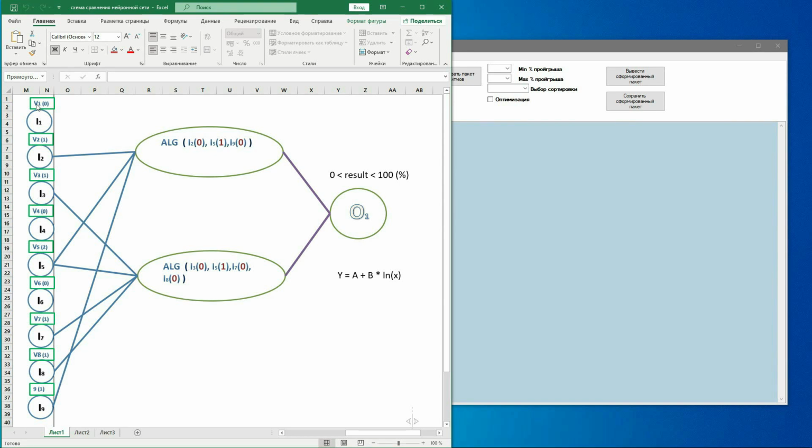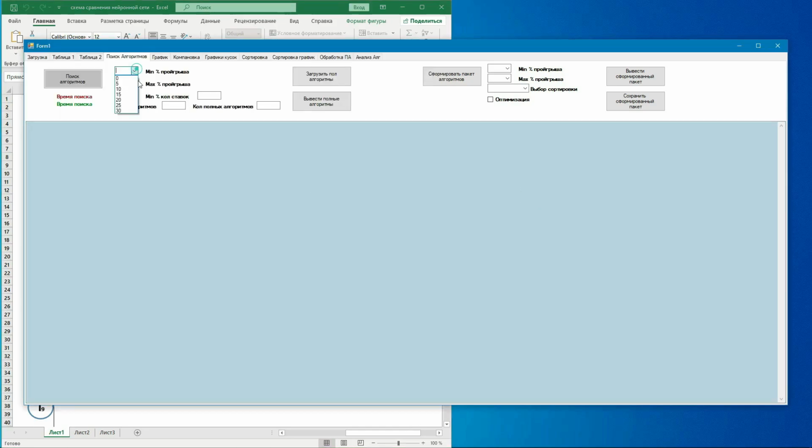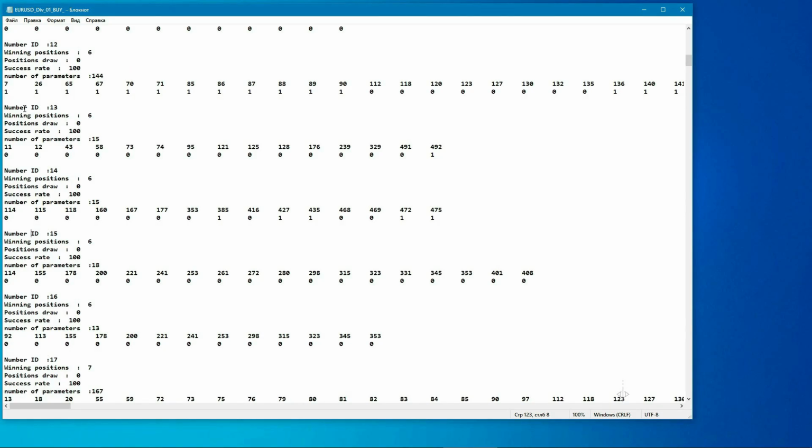In this video, we will look at the weight of the V parameters and how they can be analyzed and used. We will also discuss how different characteristics affect the search for algorithms. First, let's deal with the weight.